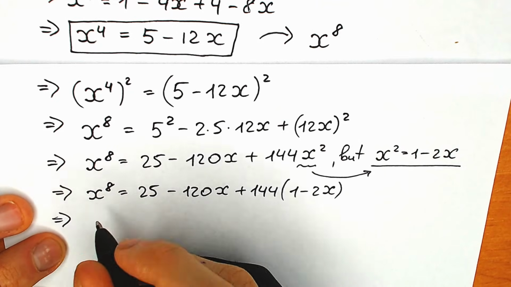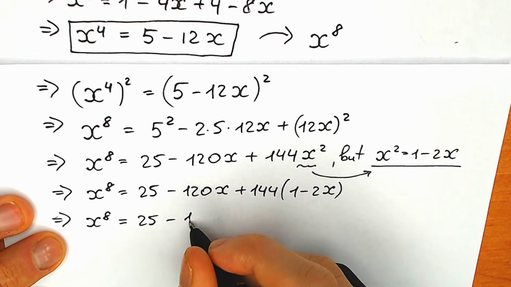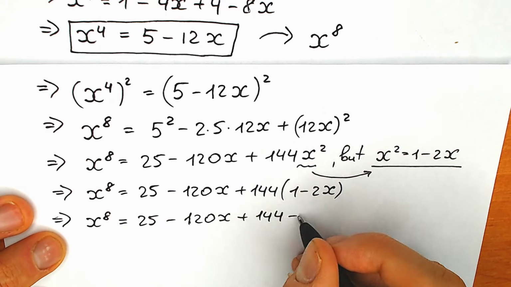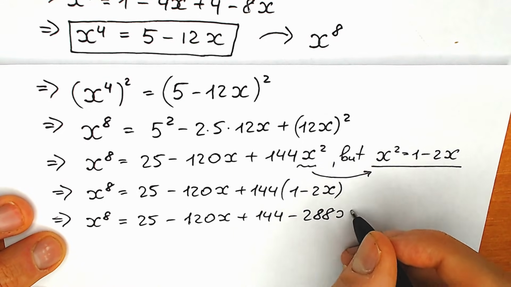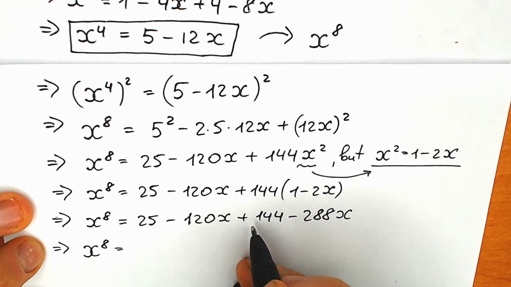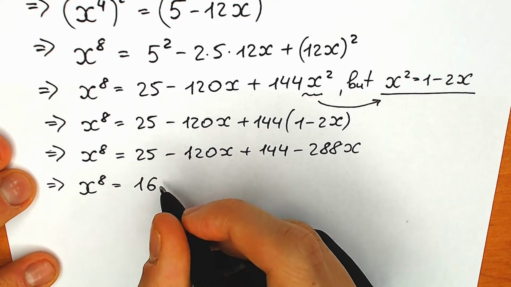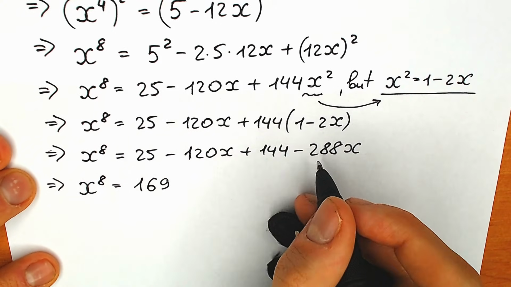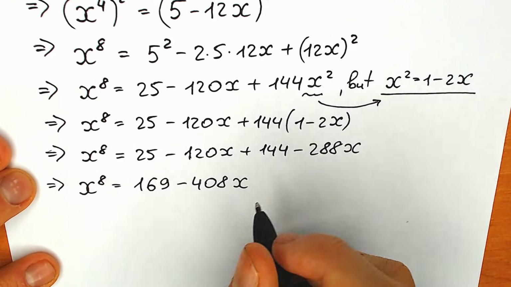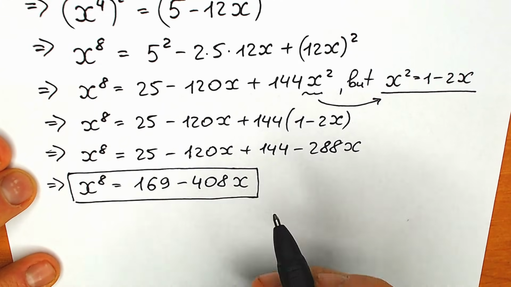Okay, let's simplify it. We have x to the power 8, the same beginning, equal to 25 minus 120x, and from here plus 144 and minus 288x. The last step from here: x to the power 8 equals 25 plus 144, which is 169, minus 120x minus 288x, which is minus 408x. And this is x to the power 8, so we can be proud of ourselves that we solved this part.